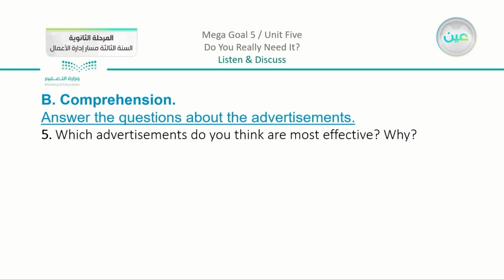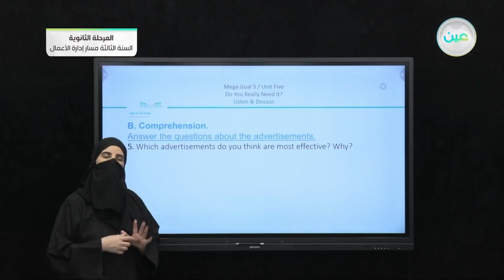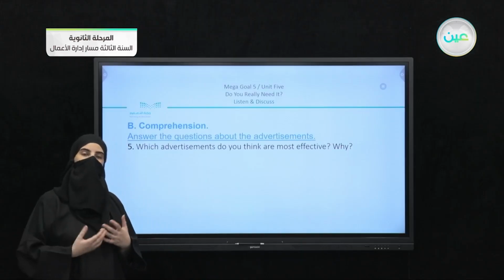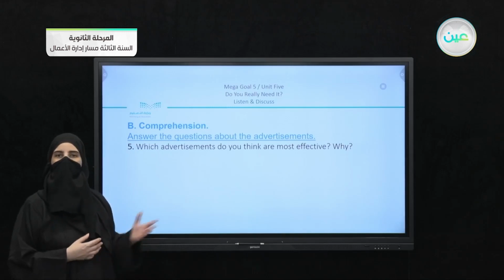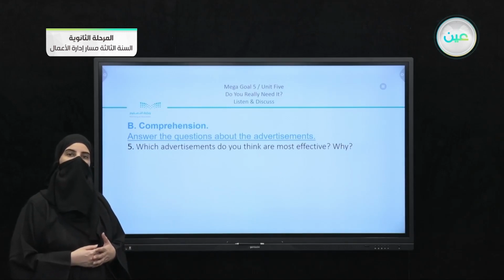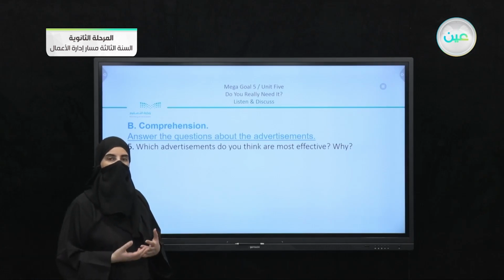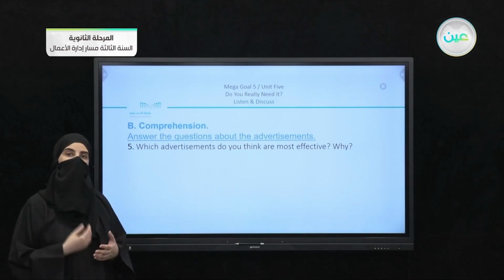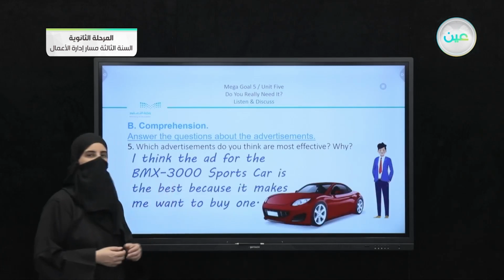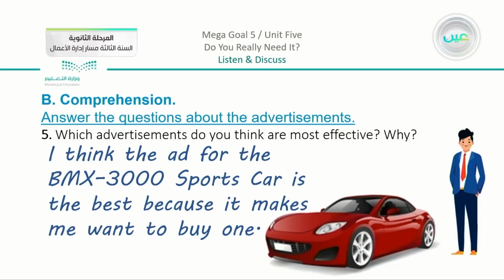From all the 5 advertisements that we mentioned, which one has the most effective appeal, or the type that other people may be excited to buy or to see what the advertisement is about? Basically something that is very attractive and effective is something that is desirable, and we come to the conclusion that it is the car. So we have here, I think that the ad for the BMX 3000 sports car is the best because it makes me want to buy one. Now, this is a personal opinion. You may have something else. You may desire, for example, the sneakers. Or some people who are thinking healthy may desire the water. So it really depends on what you are interested in.